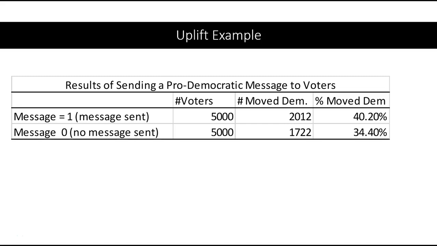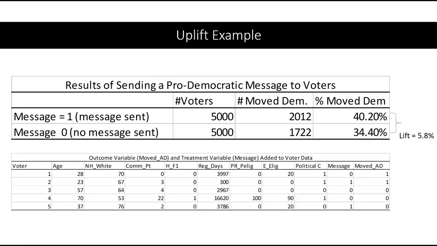This is really a good example of why you need that control group, so that you can compare the difference in your outcome variable without the treatment to what would happen with the treatment. Without the message being sent, we had a 34.4% move to Democratic. When a message was sent to them, it moved up to 40.2%. We can calculate the uplift, or the lift, by just subtracting the two values. So we have a lift of 5.8% just by applying the model itself.